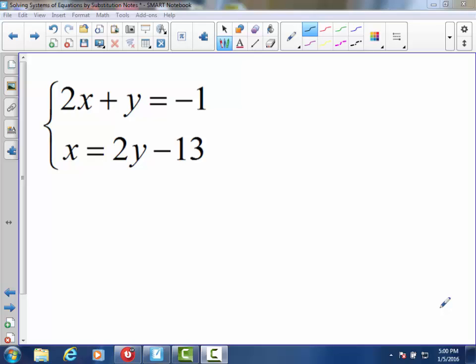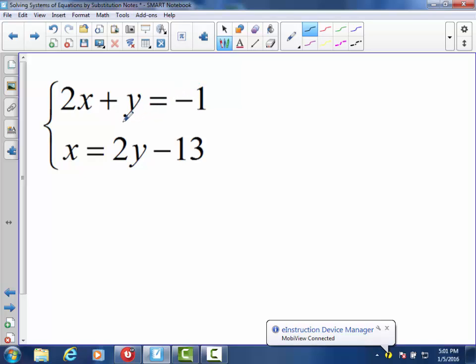All right, so you should have a pink sheet of paper in front of you that says substitution at the top 3 times, okay? And what we're going to do now is we're going to apply the steps that you learned for substituting to these problems. All right, so this first one says 2x plus y equals -1 and x equals 2y minus 13.